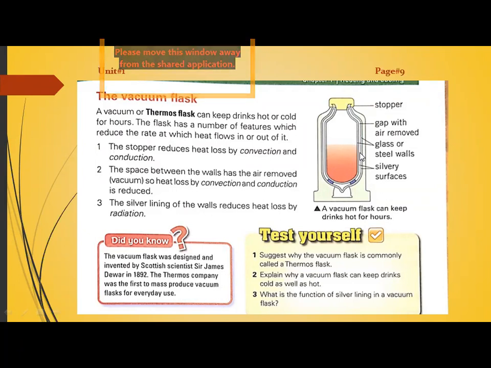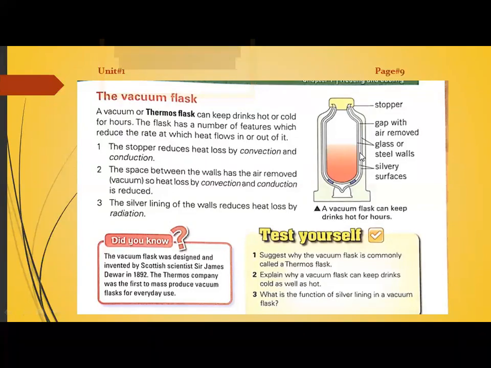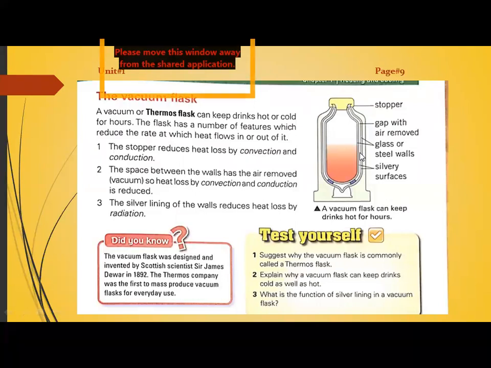Some questions here for you. Test yourself on page 9. Okay, so the first question is, suggest why the vacuum flask is commonly called a thermos flask. Why is it so called thermos? Because the Thermos company was the first to invent or to design the vacuum flask. So that is why it is commonly called a thermos flask.